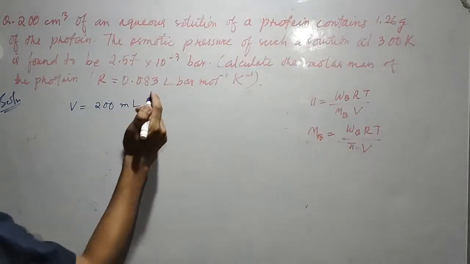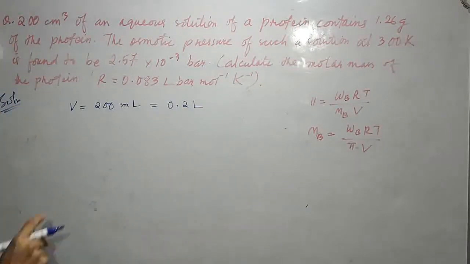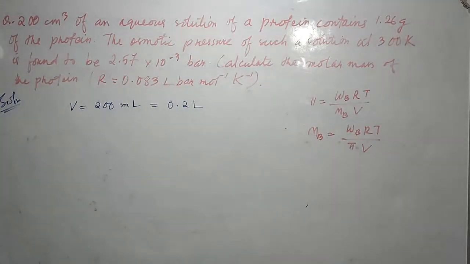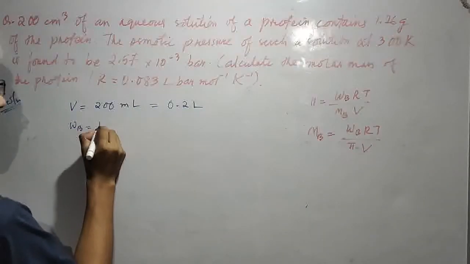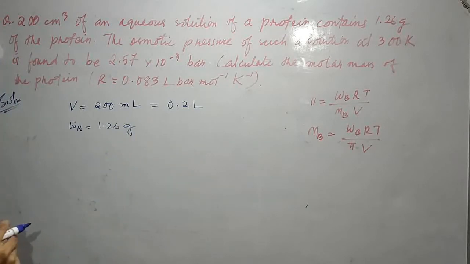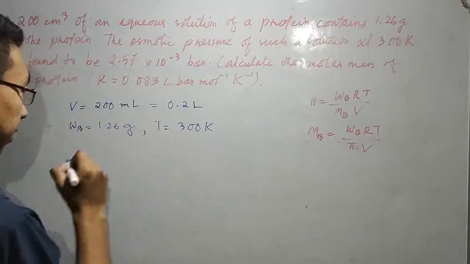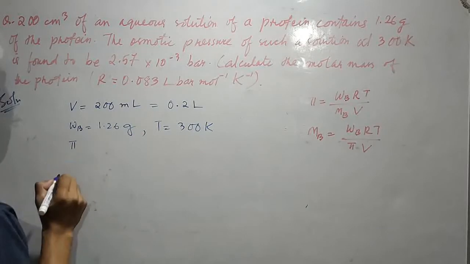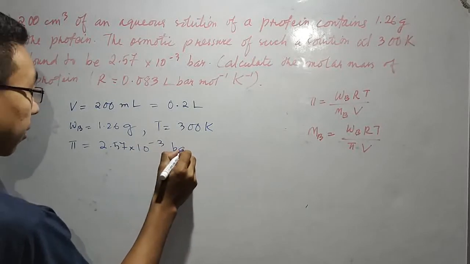Then we convert this 200 ml into liter by dividing by 1000, so it will be 0.2 liter. The mass of the protein is 1.26, so WB is equal to 1.26 gram. The osmotic pressure of such a solution at 300 Kelvin, that means the temperature is 300 Kelvin, is found to be 2.57 into 10 to the power minus 3 bar. This is the value of the osmotic pressure, pi.